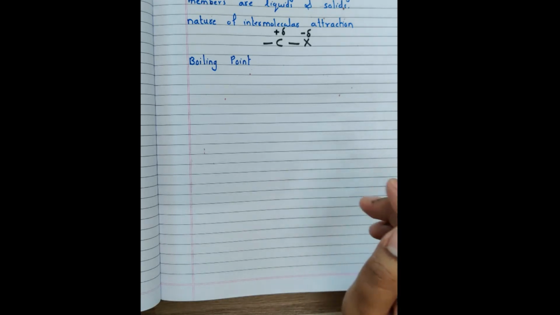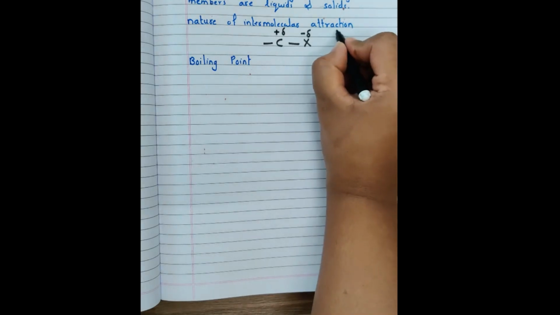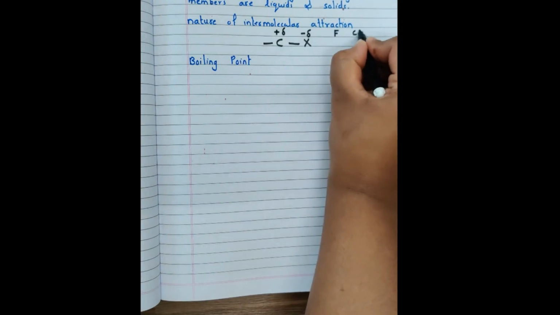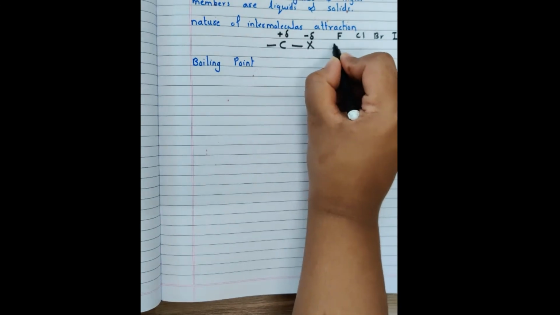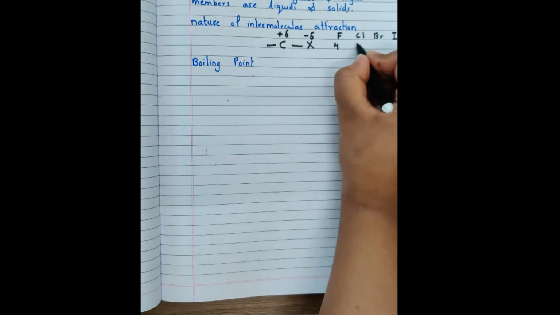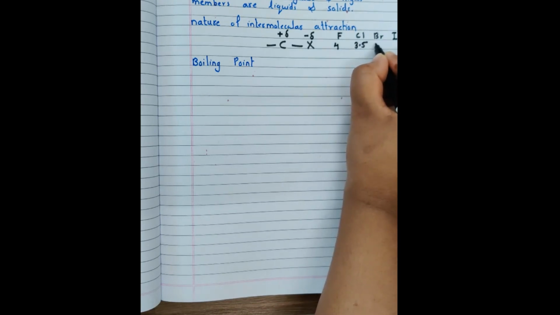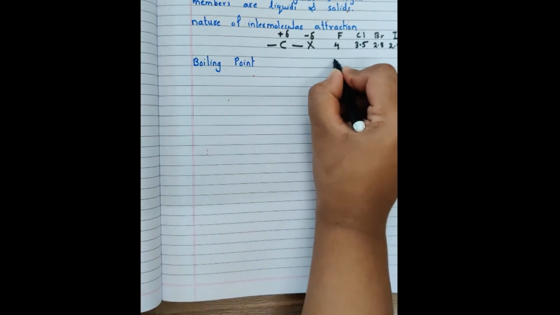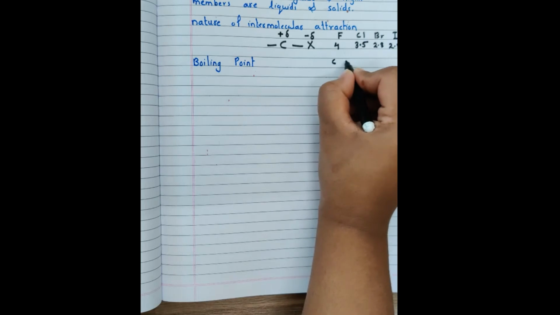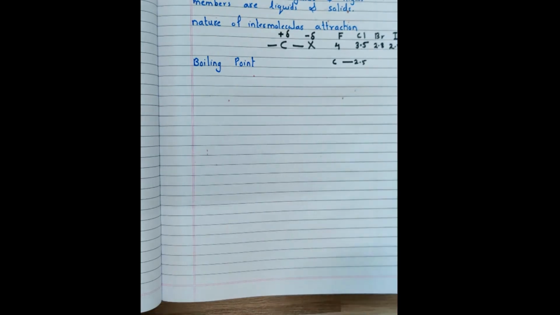One more thing I want you to remember: when we move from fluorine to chlorine, bromine and iodine, the electronegativity goes on decreasing. For fluorine I think it is 4, for chlorine the electronegativity value is 3.5, for bromine it is 2.8, and for iodine it is 2.5. And what is the electronegativity of carbon? The electronegativity of carbon is also 2.5.